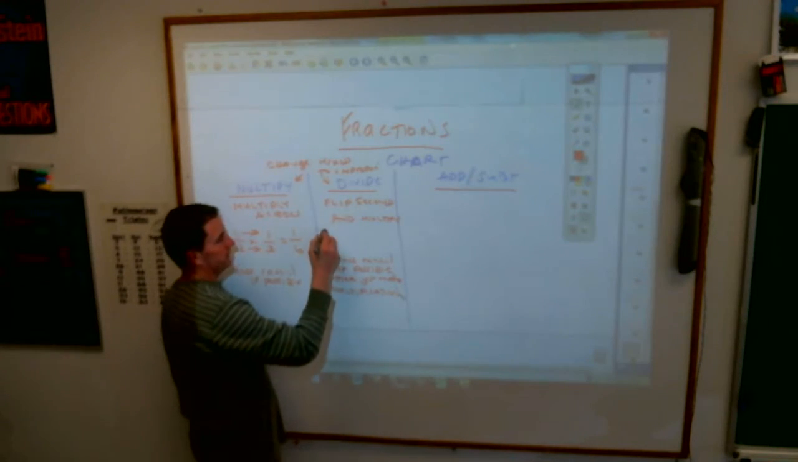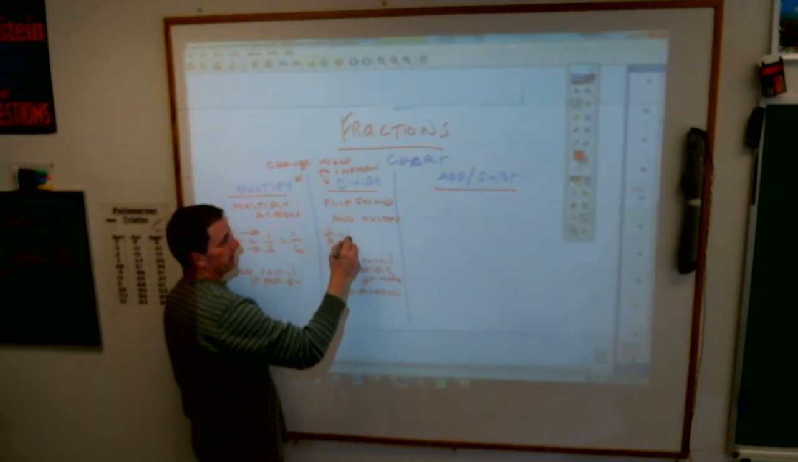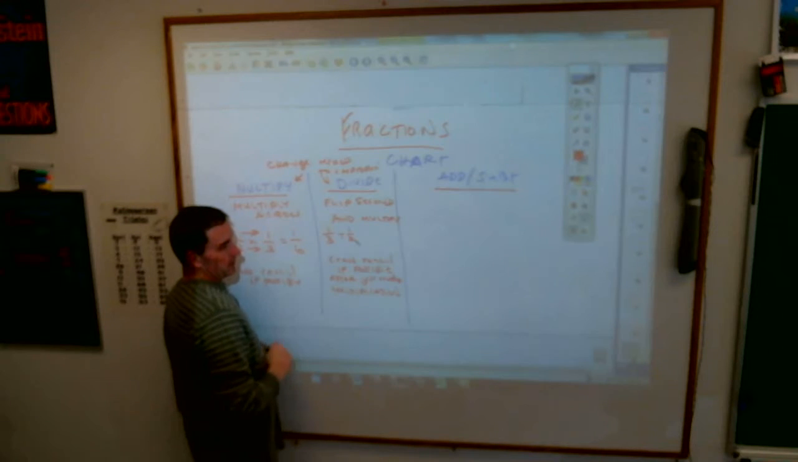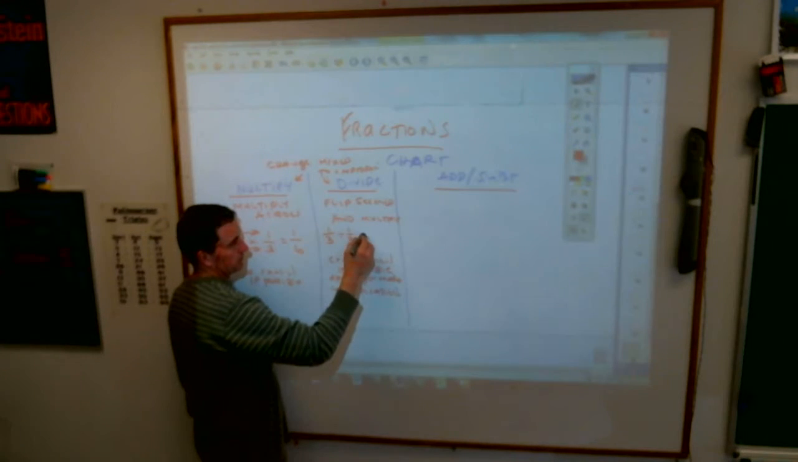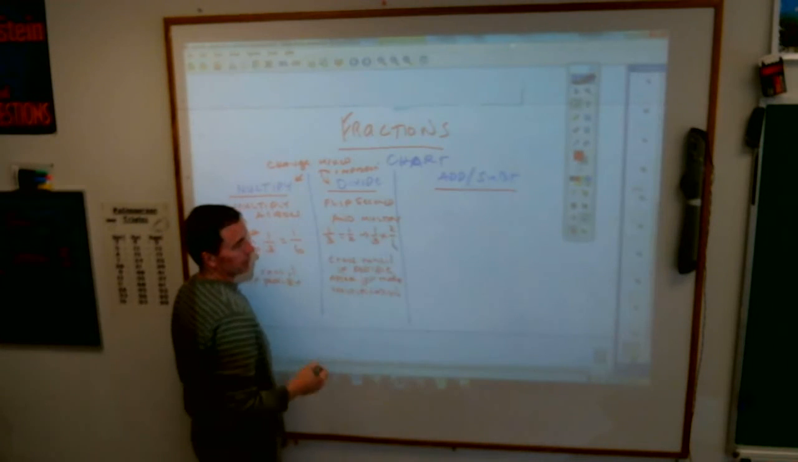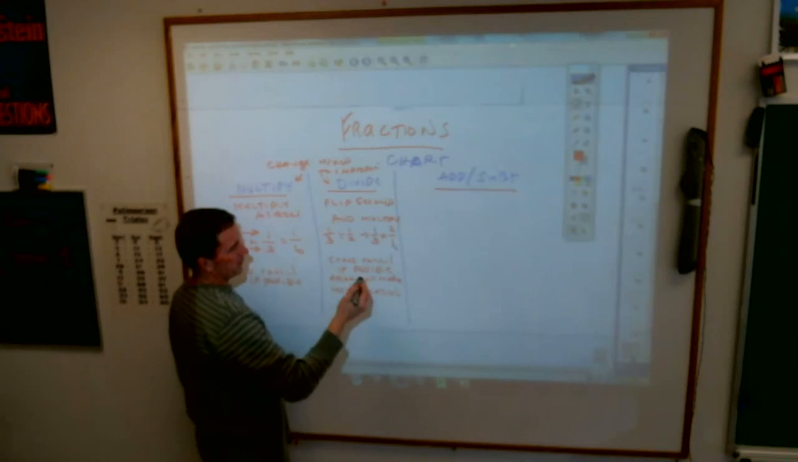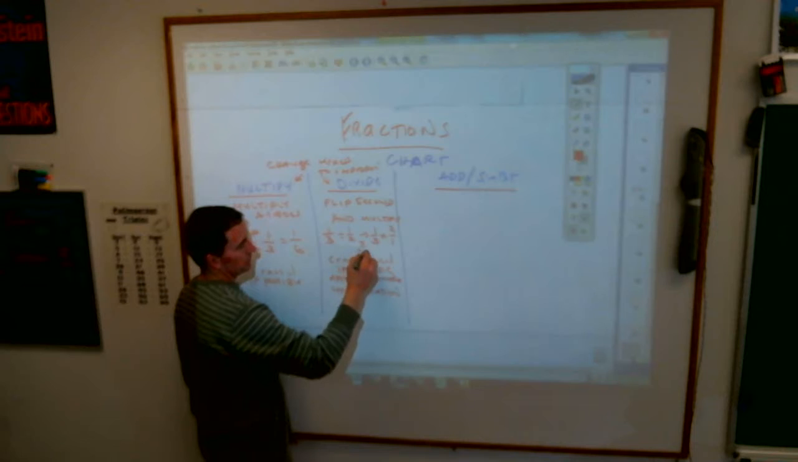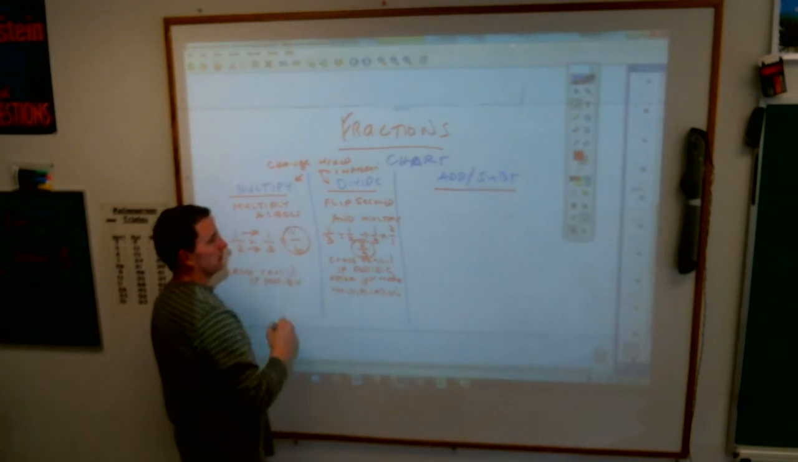So if you have 1/3 divided by 1/2, you're going to change that into 1/3 times 2/1. Cross cancel if you can, you can't here, so that equals 2/3. The earlier example equals 1/6.